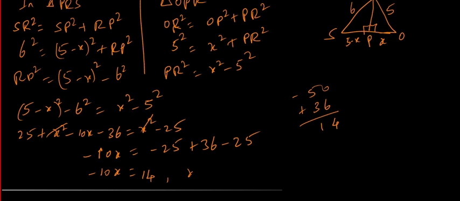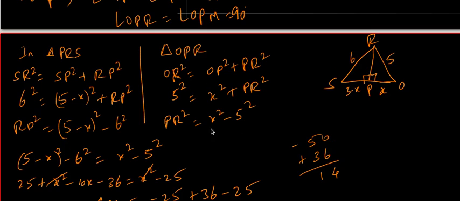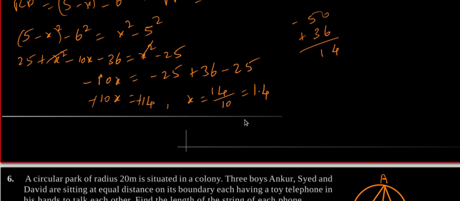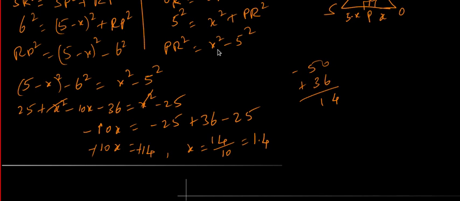So x is equal to, this is minus 14, so minus will get cancelled. x is equal to 14 by 10. It is nothing but 1.4. So x is 1.4. If we substitute it here, we need to find the length of RP only. RP is in terms of x. We got the value of x now. So that x value if you substitute here, we will get the length of RP. So let me substitute the x value here.